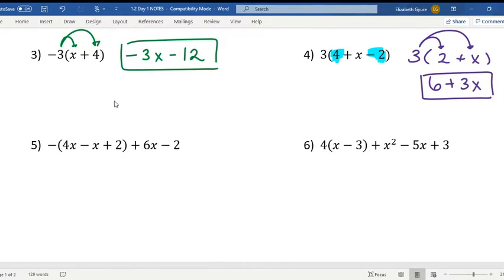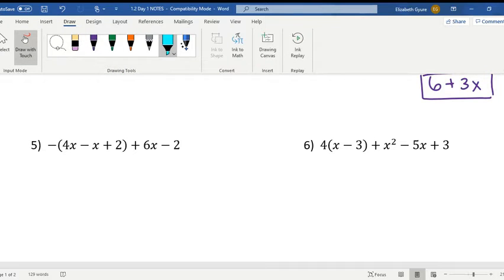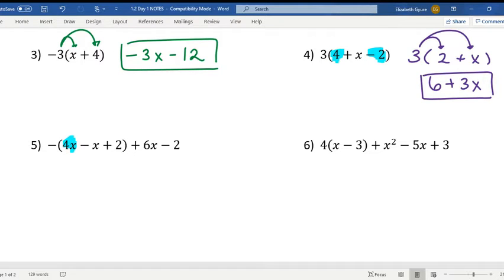Number 5, there's even more going on, isn't there? Whoa. So let's see what we can combine before we get started. Let's look in those parentheses first. Alex, do you see any like terms in your parentheses? Yeah, and the x. 4x and that other x, right? Good. There's also a 6x on the outside, but that's not in your parentheses, right? So we can't mix those together yet. We got to focus inside our parentheses first.